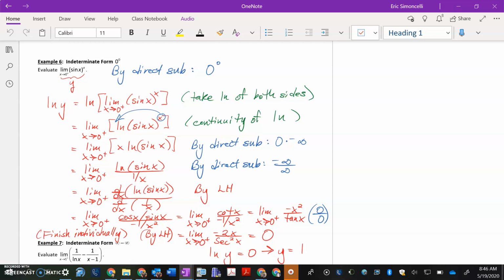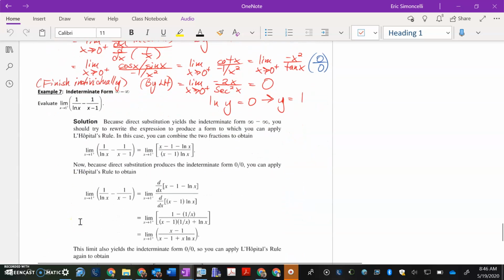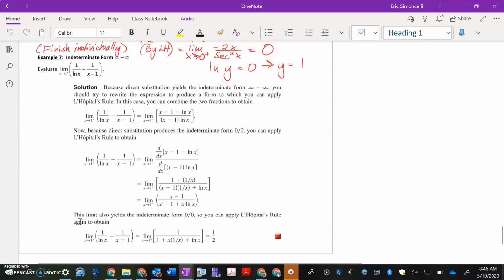Example 7, I do want you to look at on your own, just to see if you can make sense out of how the book performs some of the similar operations. This particular example is probably the hardest, in which you're using L'Hopital's rule in such a way where you're doing a subtraction of an indeterminate form. But take a look at it. It's a nice finishing touch to this particular section and semester.